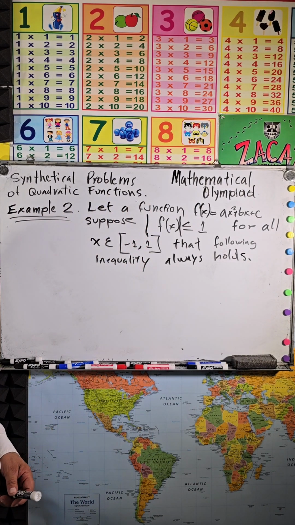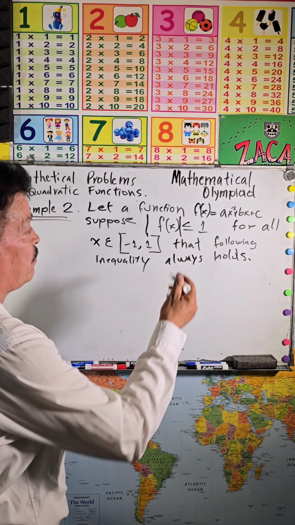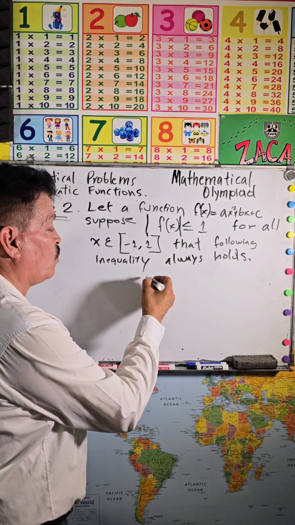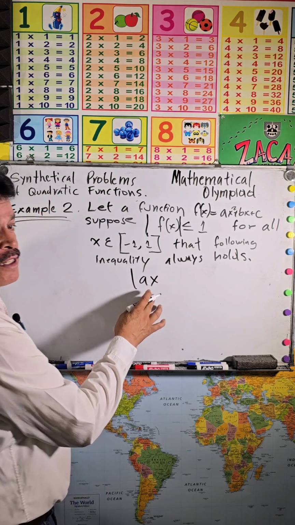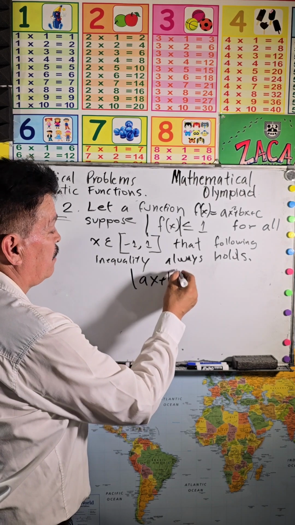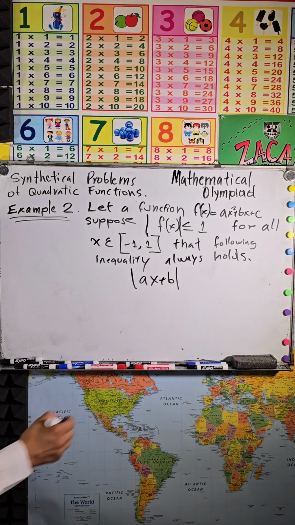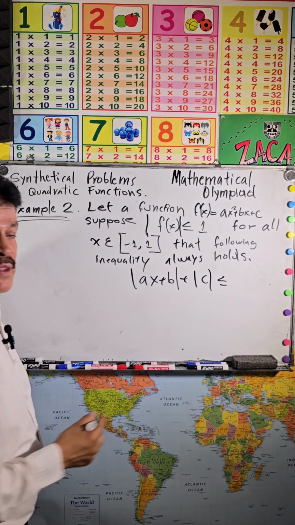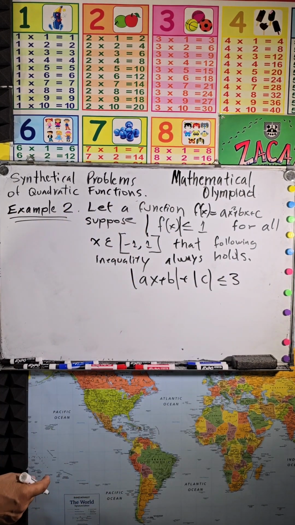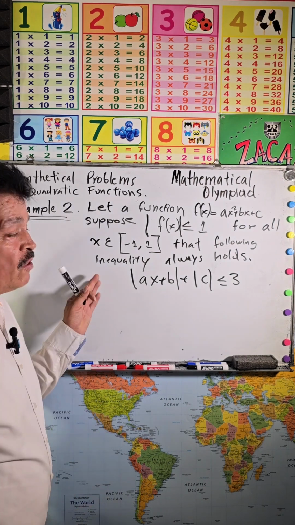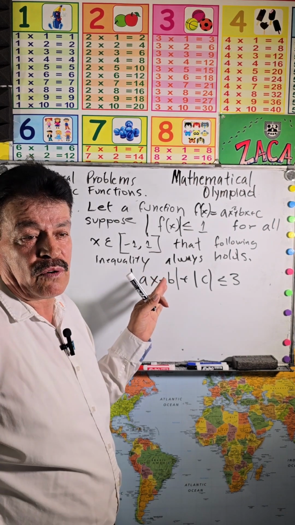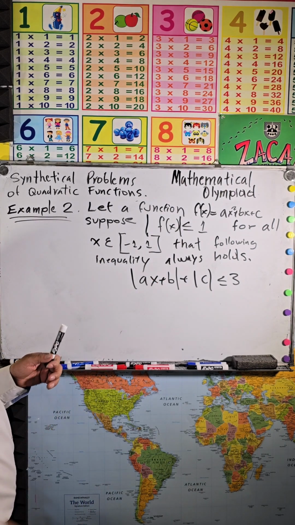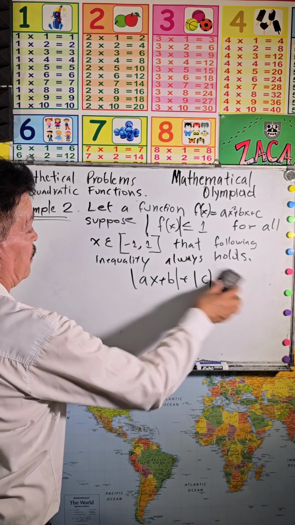So what is the inequality? We need to prove that the absolute value of a plus b plus c is less than or equal to 3, right? Now the solution. I will erase the problem because I don't have enough space here to write the whole solution.